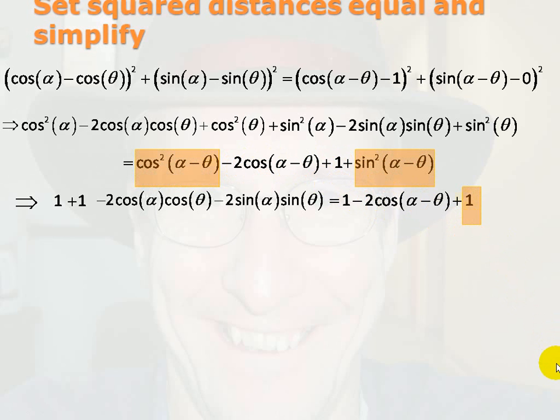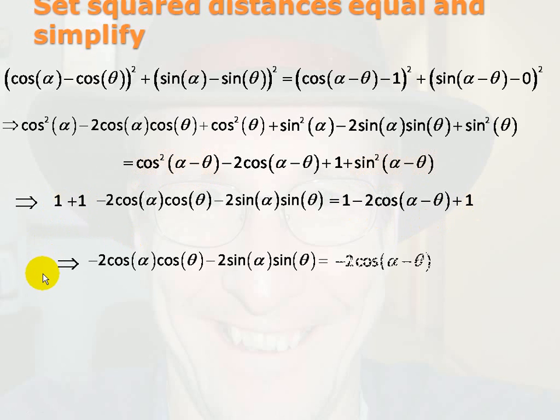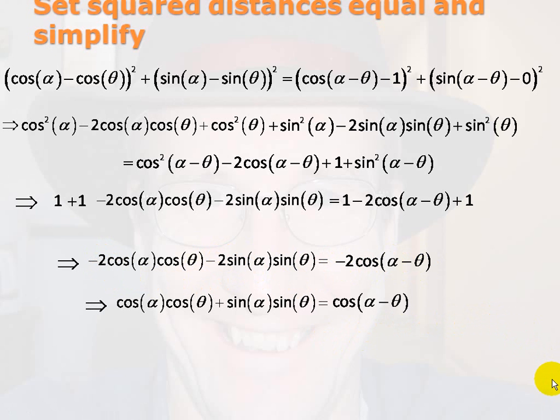Now, notice this, that on the left-hand side of this equation, we've got a 1 plus 1. There's 2 there, and over here we've got a 1 plus 1. That's 2. So those are going to cancel out, and we can now rewrite without the 1s. Now all we have is the negative 2 cosine alpha cosine theta minus 2 sine alpha sine theta equals negative 2 cosine of alpha minus theta. Notice that a negative 2 is common in each of these terms, so I can divide that out. And voila, I get this expression.